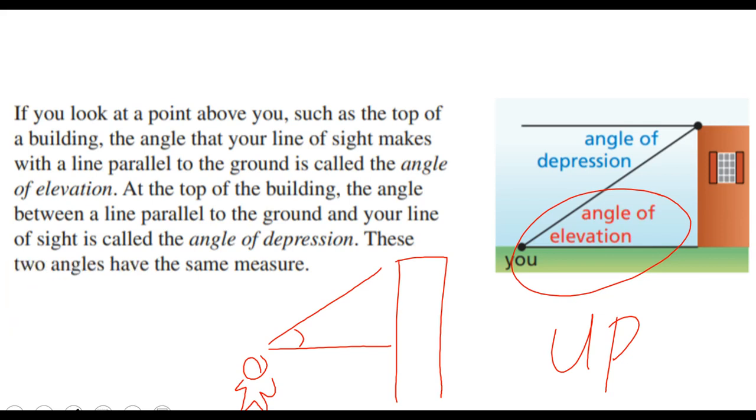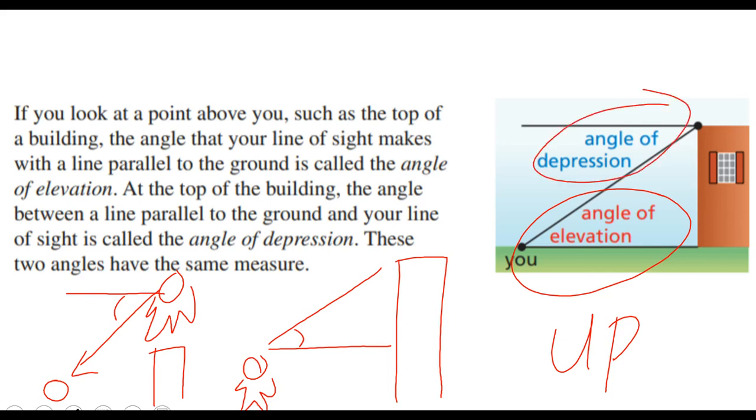Now if you are looking down, say for example you are on top of the building, and you're looking downwards, the angle you form over here will be the angle of depression. But remember, angle of depression is always equal to the measurement of the angle of elevation. They will always have the same measurements.